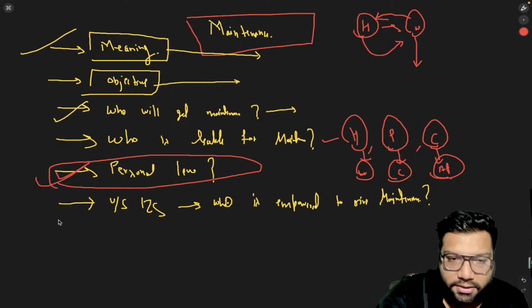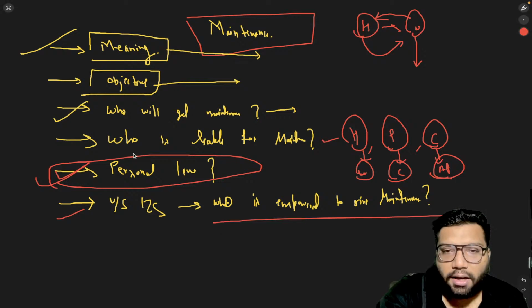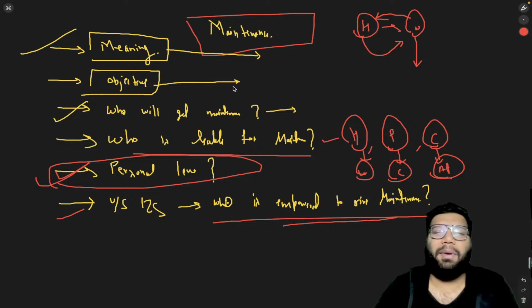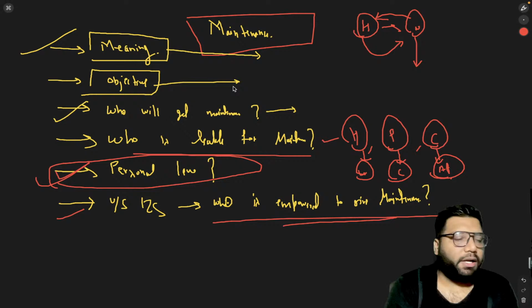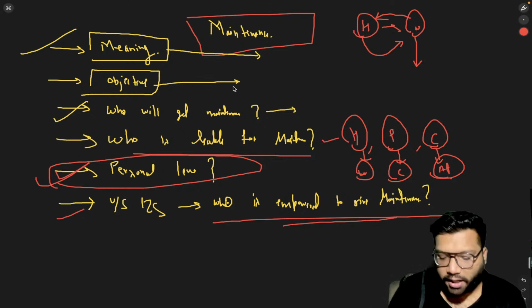Now coming to the next one. Under section 125, who is empowered to give maintenance? I just told you who is liable for maintenance. It is the husband, the parents, and the children. So this is the basic introduction which you need to know before getting into the details of section 125. Now anything which you are not clear with, you may ask questions.